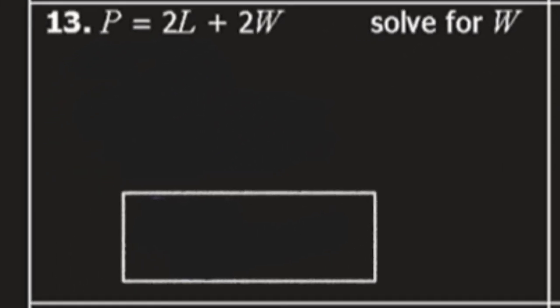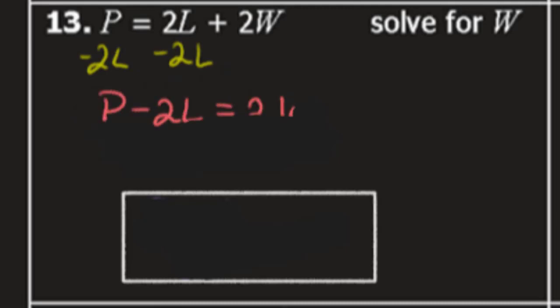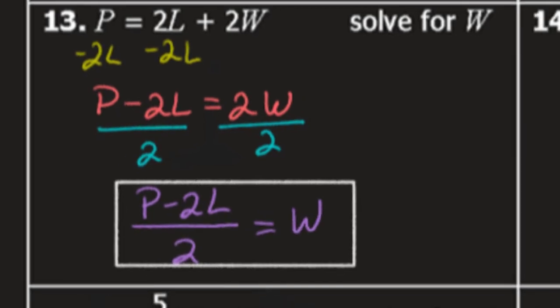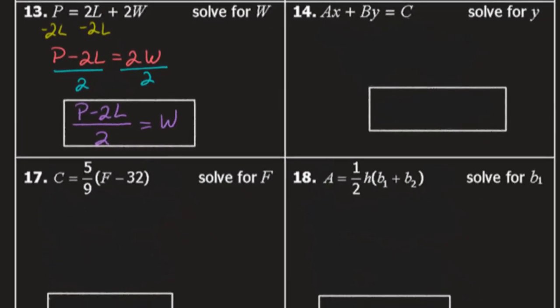Number 13. Solving for w. So we have multiplication and addition. This is a positive 2l, so I will subtract 2l from both sides. P minus 2l is equal to 2w. Divide by 2, divide by 2. P minus 2l over 2 equals w. Pause the video and attempt number 14.